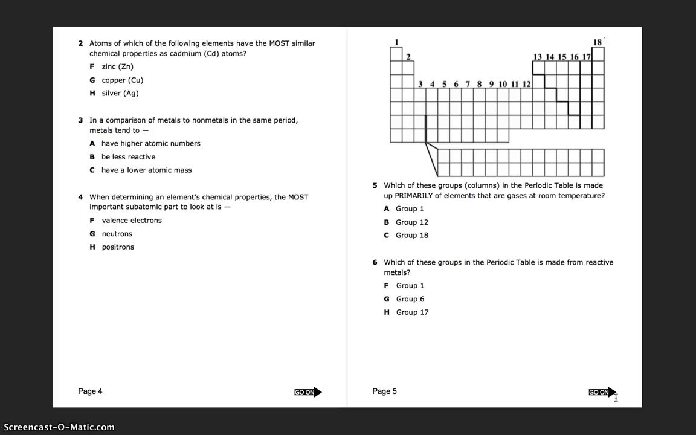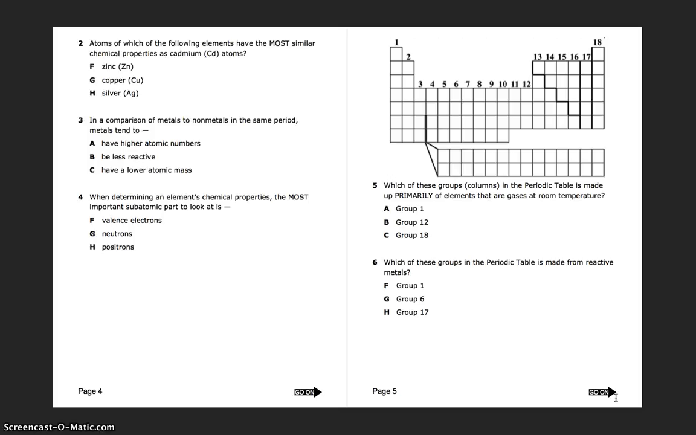Number 5. Which of these groups, columns, in the periodic table is made up primarily of elements that are gases at room temperature? A. Group 1, B. Group 2 or 12, C. Group 18.